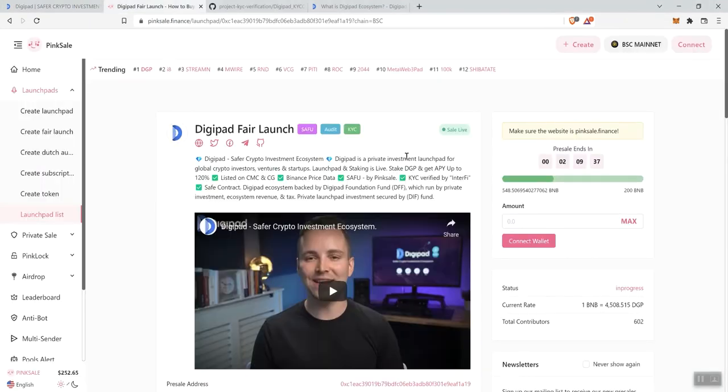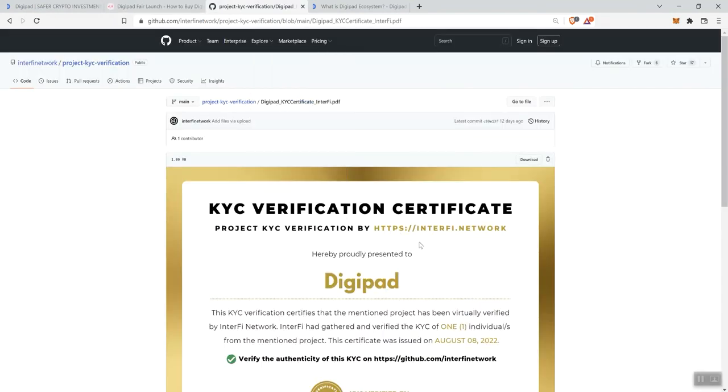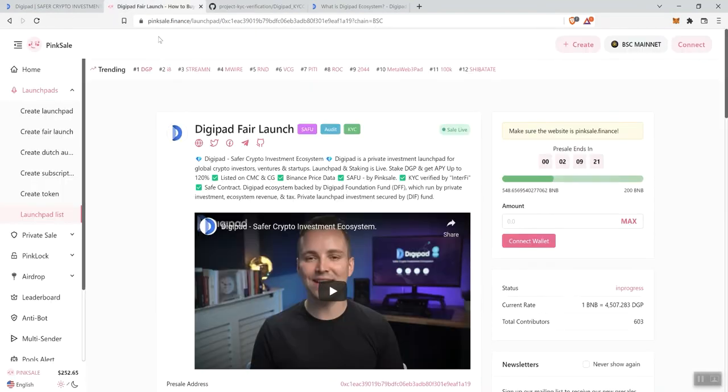So you can see here, pre-sale is live. This is a fair launch. They had a soft cap of 200 BNB. Right now they're sitting at 548. It is considered SAFU by PinkSale. Here's your audit badge and KYC badge. The KYC has been completed by InterFi. So moving back on over, it says here it's a safer crypto investment ecosystem.